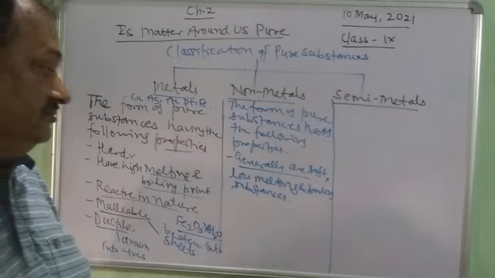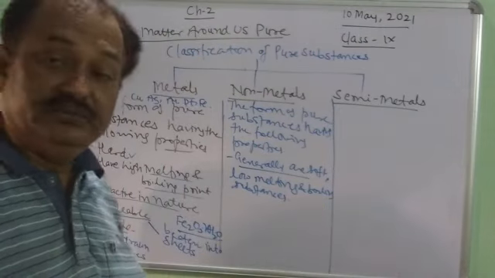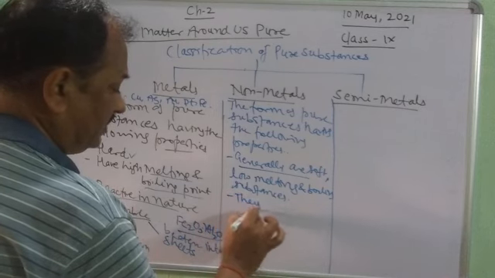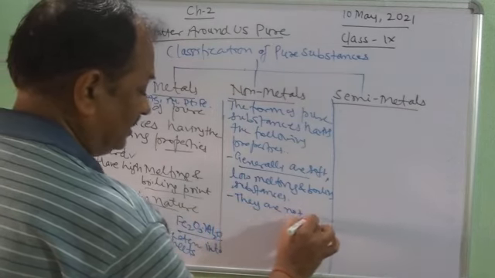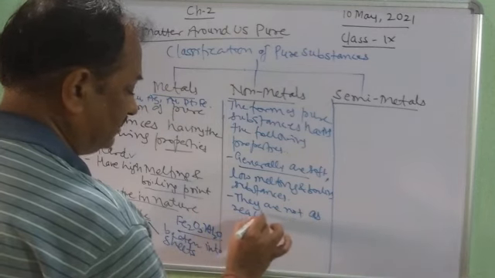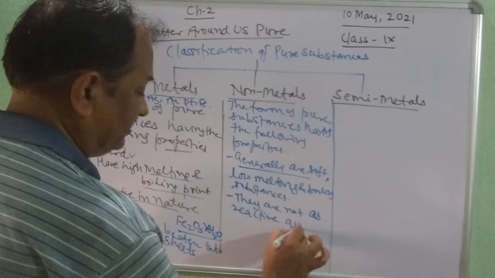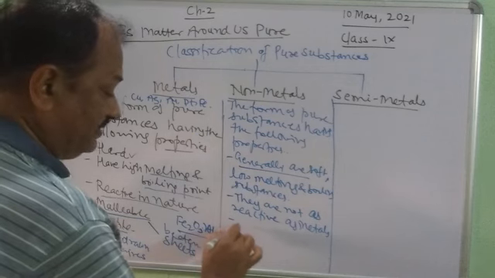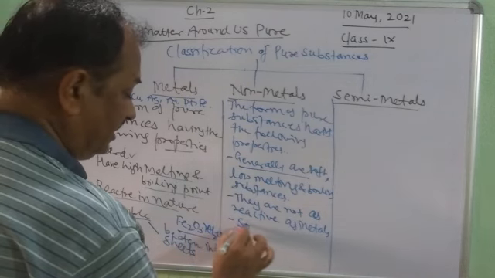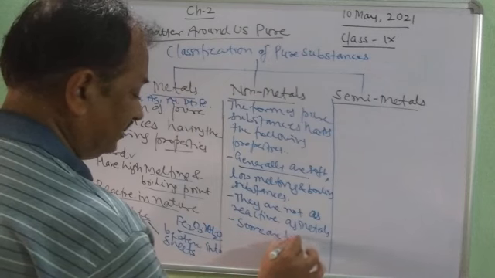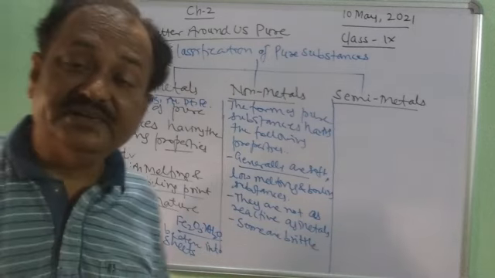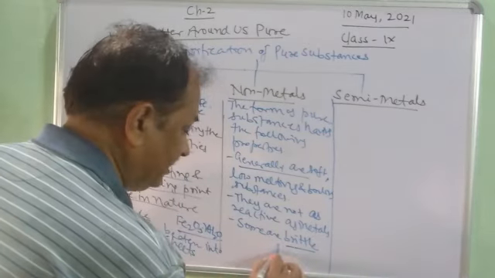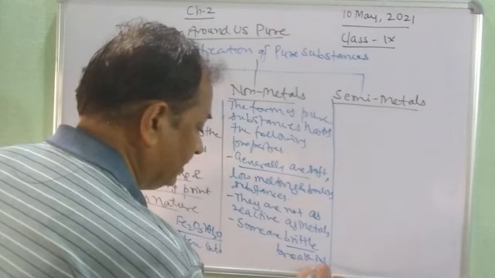So they have low melting and boiling points. Then they are not as reactive, not as active as metals. And one very important point, children, is that some are brittle. Brittle means they break into pieces.